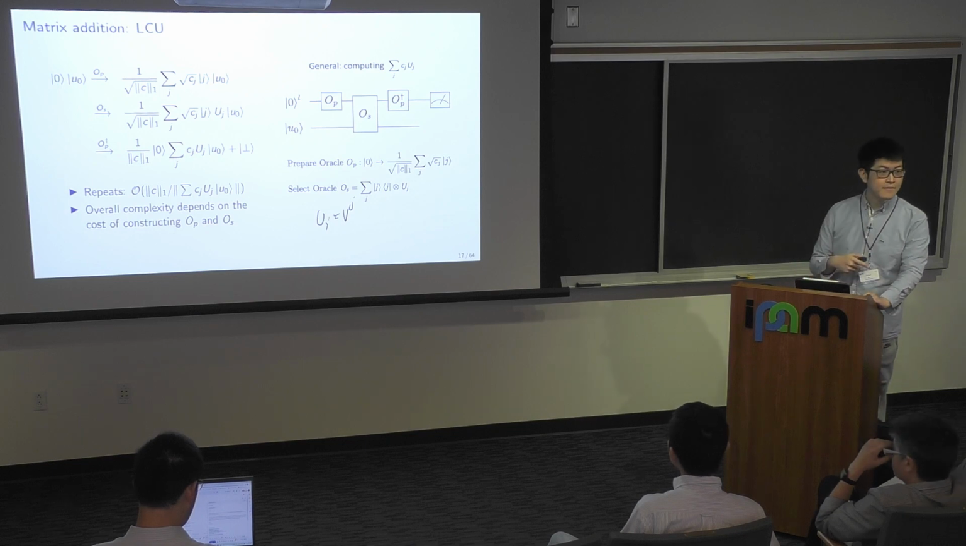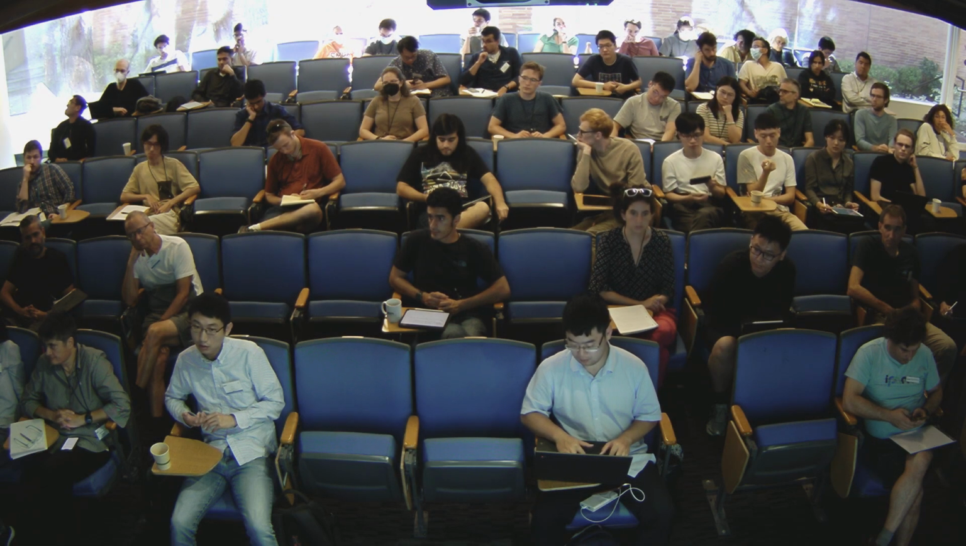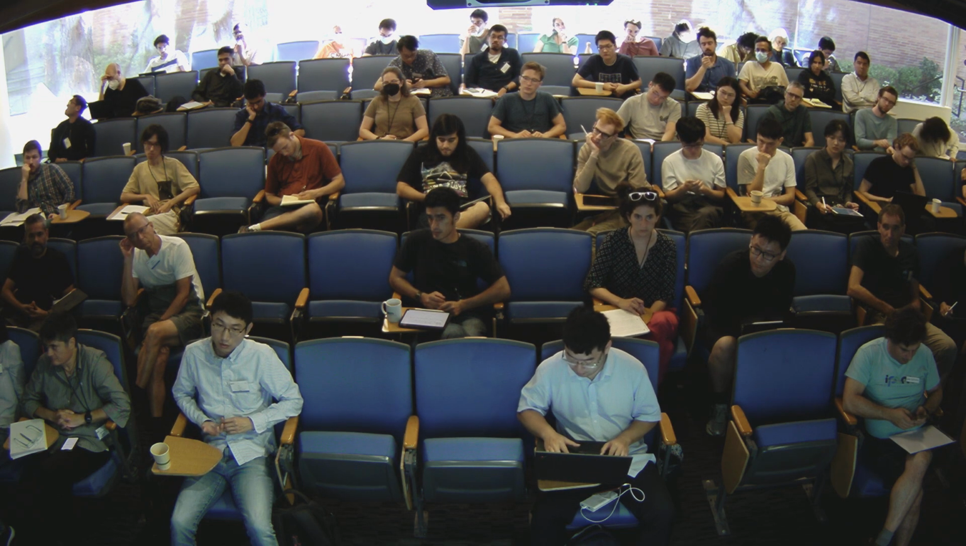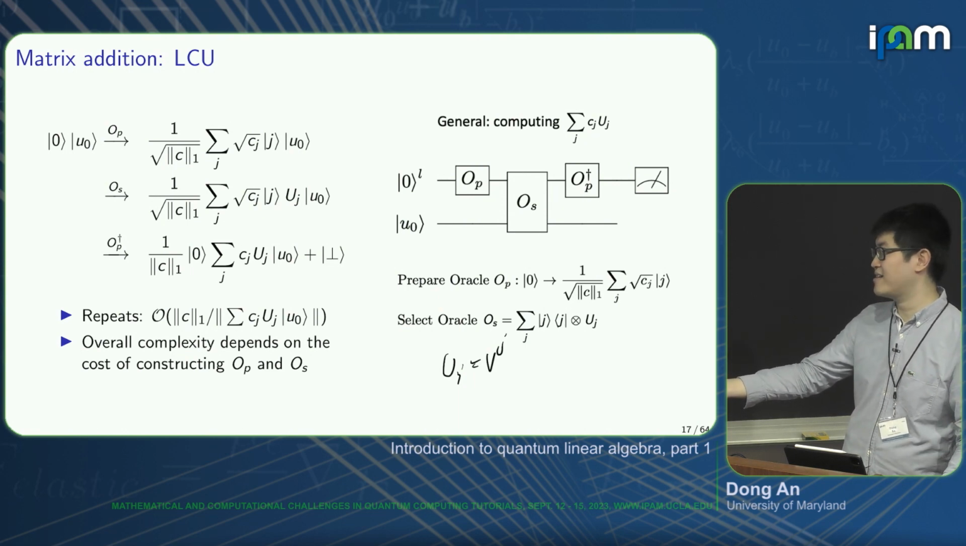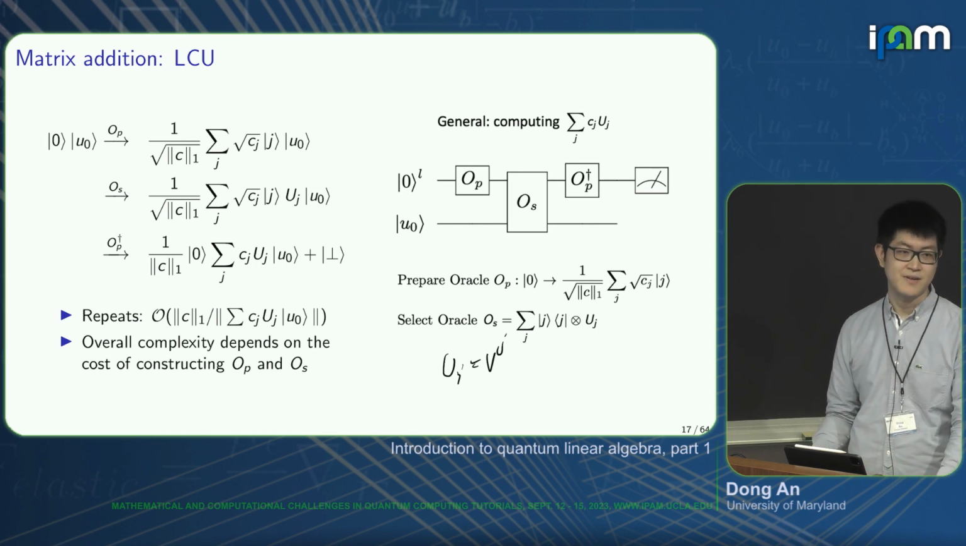So, what are some special cases where the select oracle is cheaper than the worst case? Okay, yeah, you will see that later in solving linear systems. But one specific example is what I mentioned here: if your matrix is the power of a single matrix, that would be much simpler.